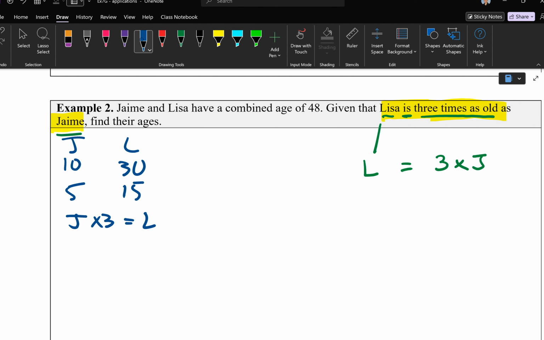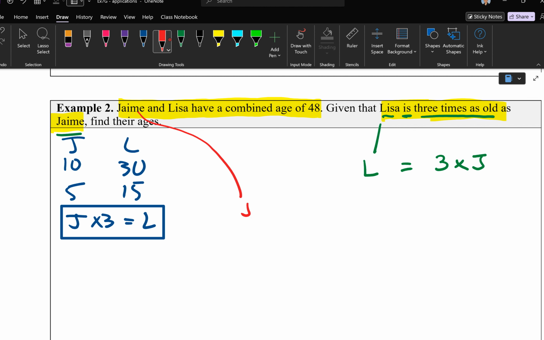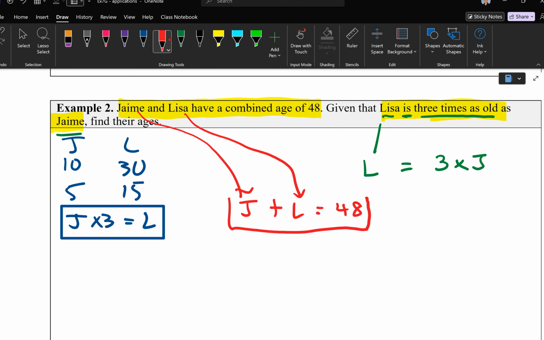So here, this is our model. We've got now J times 3 will give you Lisa's age. What else do we also know? They said Jamie and Lisa, when you add them together, it is 48. So however old Jamie is, plus however old Lisa is, that should give me a total of 48. So what I have now is two different scenarios. I've got Jamie's age plus Lisa's age should be 48, but I also know Lisa is 3 times whatever Jamie's age is. So how do we solve it?